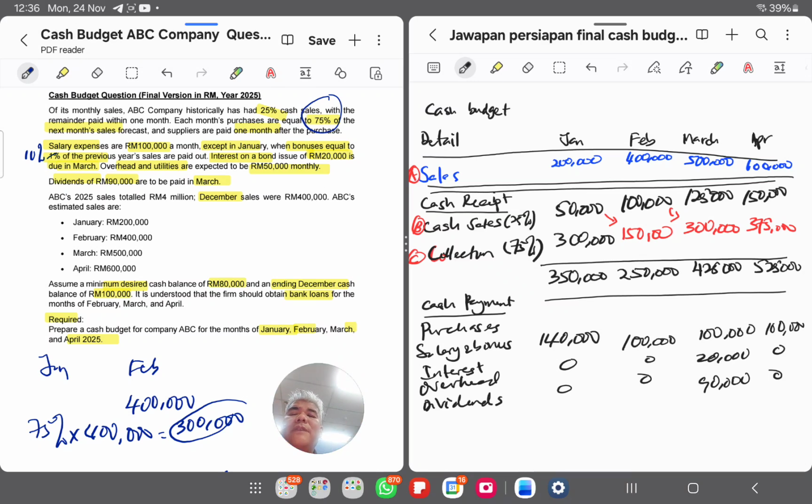Because the supplier gives you a 1 month period. So 300,000. How to get 300,000? From February sales, you have to purchase, and then it will be paid on February.